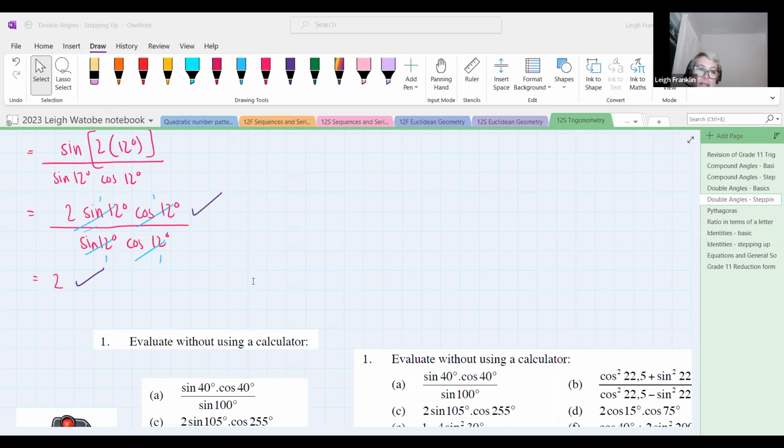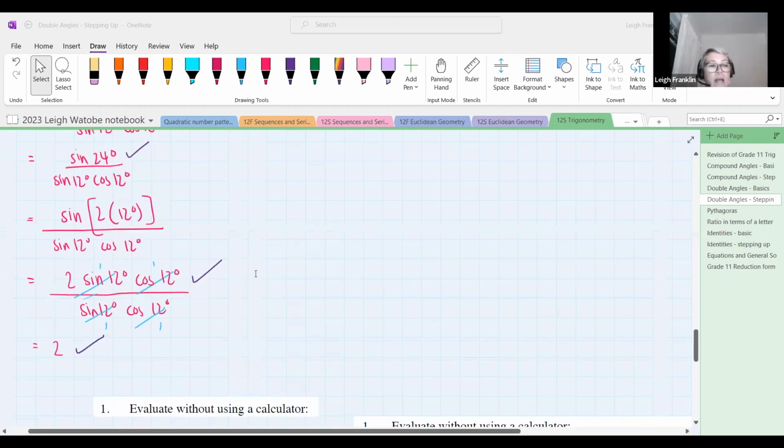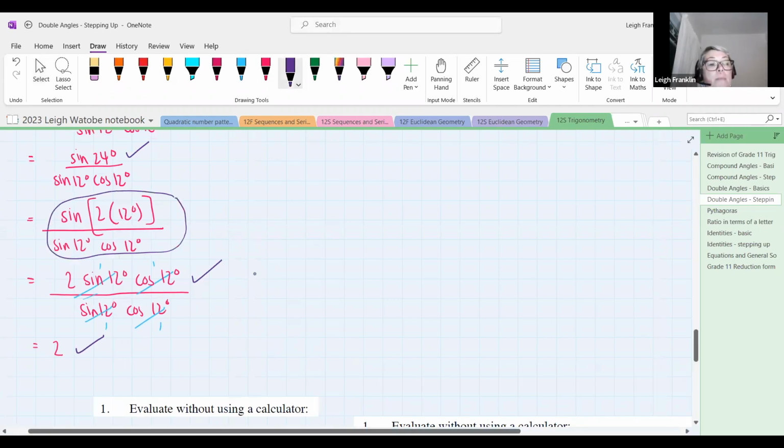So the idea is that if you use an identity or a reduction formula, you have to write the expansion of that, or write what you get when you reduced. What I could do is leave out this step that I'm drawing the purple circle around. That I could leave out, but I would have to write that sine 24 became 2 sine 12 cos 12. That I cannot leave out.